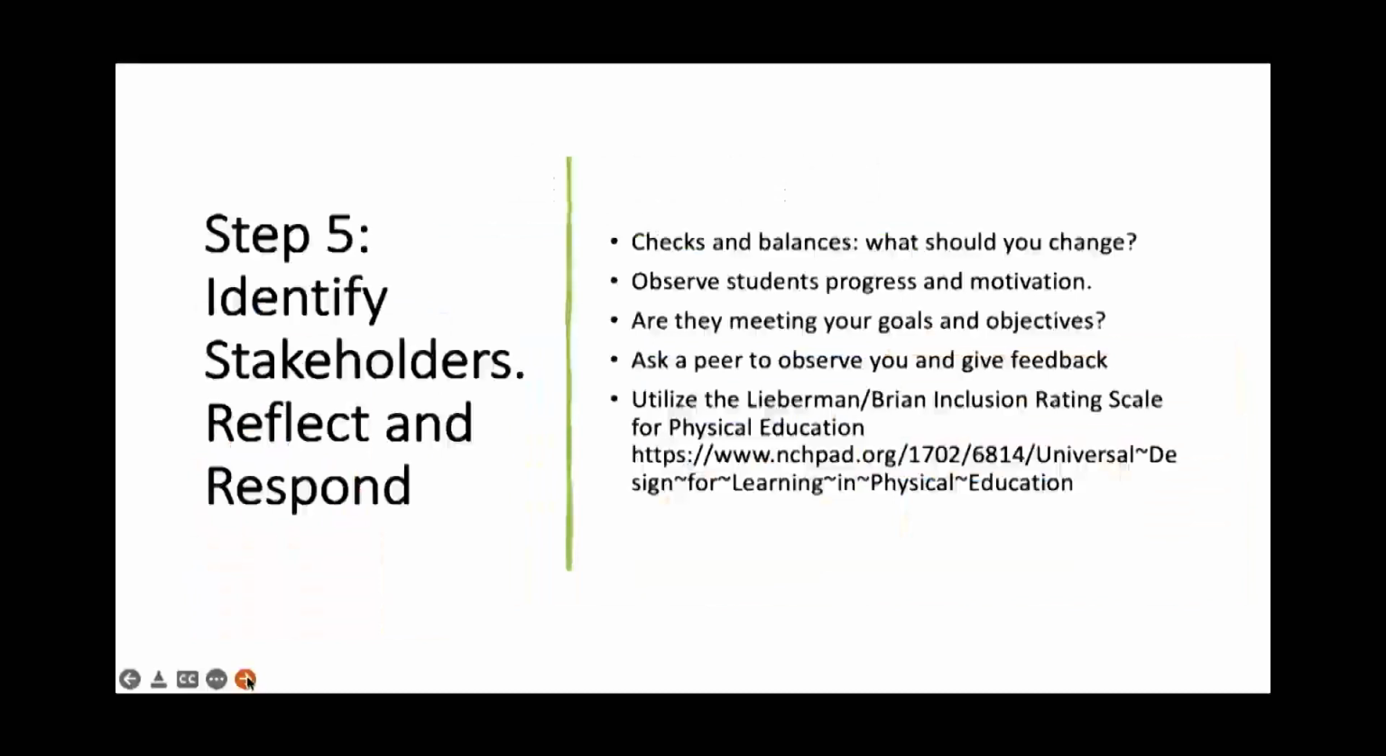And lastly, step 5, identify stakeholders, reflect, and respond. So basically, what would you change? Look at your lesson, look at your students' engagement, look at the outcomes, look at their potential, your objectives. What's working? What's not working? What do you need to change?